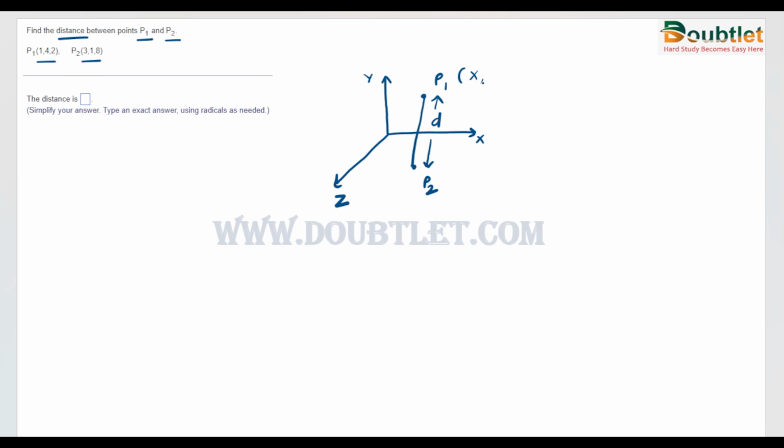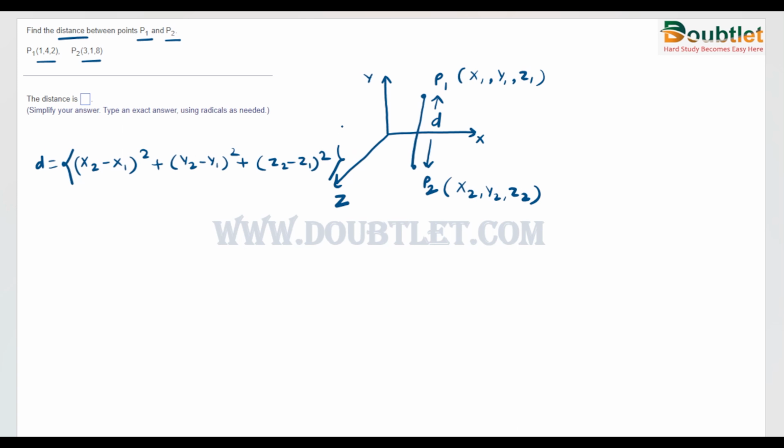If the coordinates of P1 are x1, y1, z1, and the coordinates of P2 are x2, y2 and z2, then to find the distance D, what we need to do? We need to use this formula: x2 minus x1 whole square, plus y2 minus y1 whole square, plus z2 minus z1 whole square, and we need to find the under root of this. So this is the distance formula.